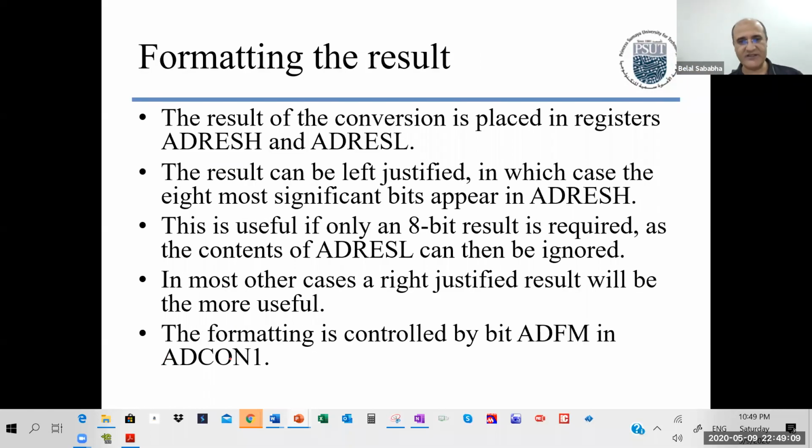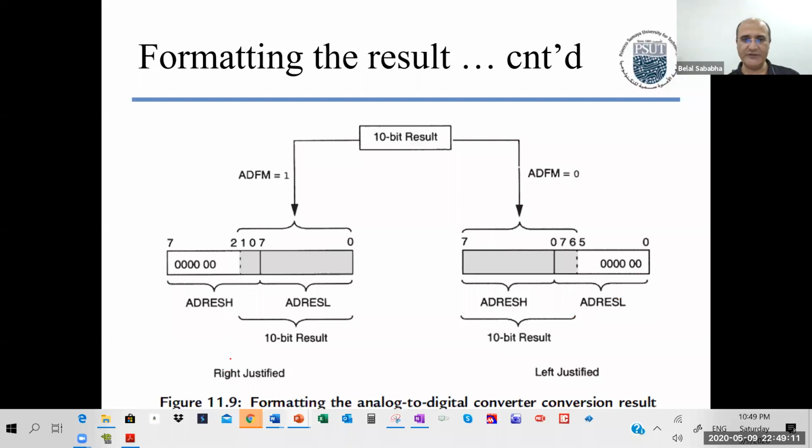Okay, formatting the results, left and right, I talked about it. Here, this is right justification, this is left justification. The default is left justification. You can ignore the lower 2 bits if you don't care about this error of 4 steps, or you can do right justification and concatenate. Even in this case, you can also do concatenation. Okay.